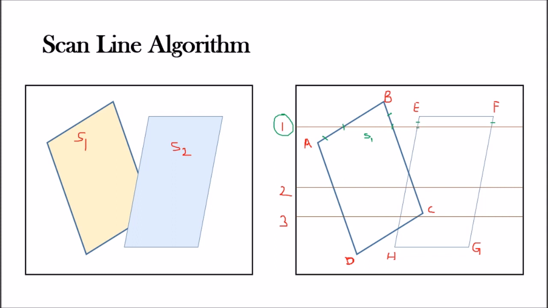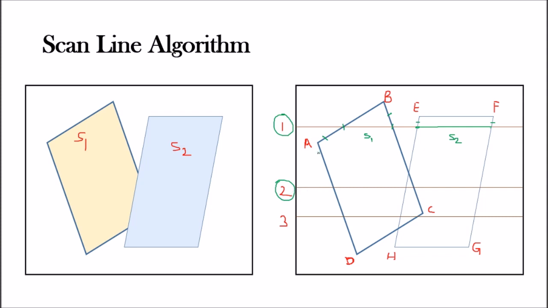Now the scanline will reach EH and FG. Between EH and FG, only the S2 surface is available, meaning only the S2 flag is on, so no need to calculate the depth value. Directly the surface S2 intensity will be transferred to the refresh buffer. So in the case of scanline 1, no depth calculation is required. Now we'll move towards scanline 2.